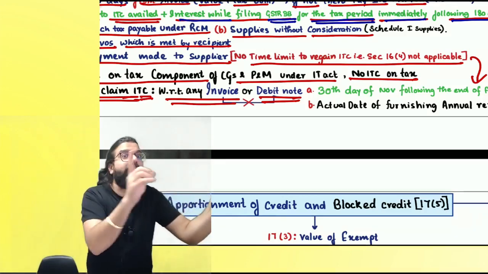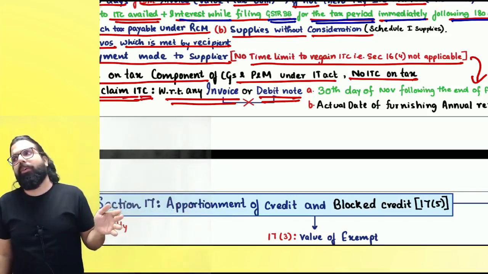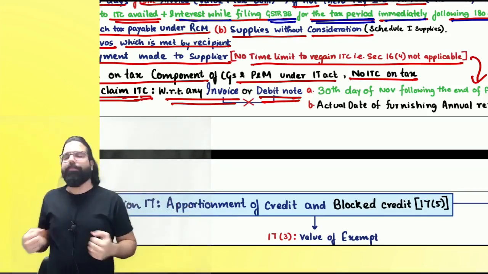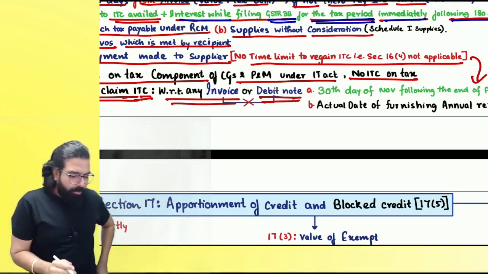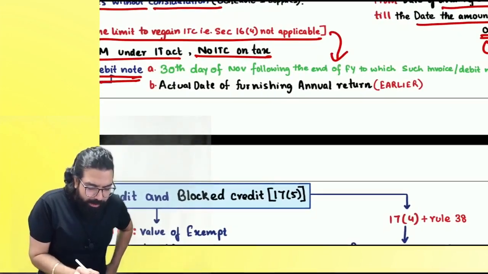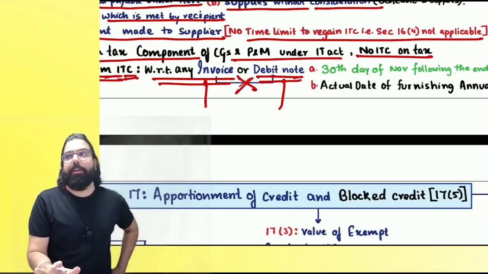Then for that debit note, the time limit will be next year's 30th November or actual date of annual return, whichever is earlier. Is my point 100% clear to all? Can we go ahead, everyone? So it says over here, you can go ahead and take the credit with respect to invoice and debit note. Both are now not linked.